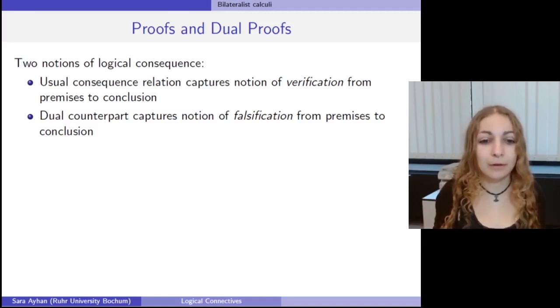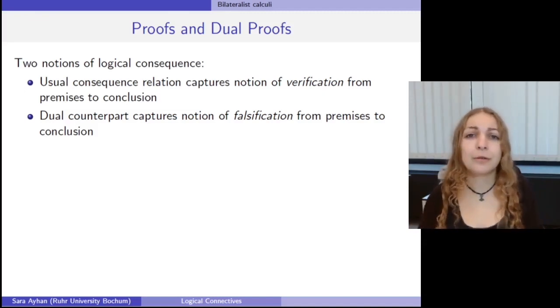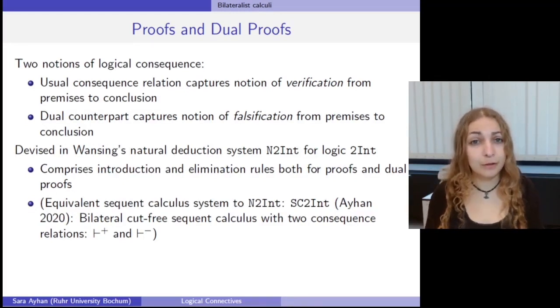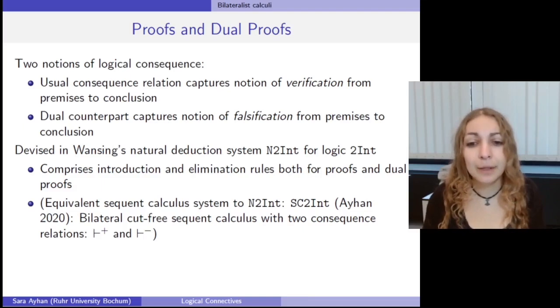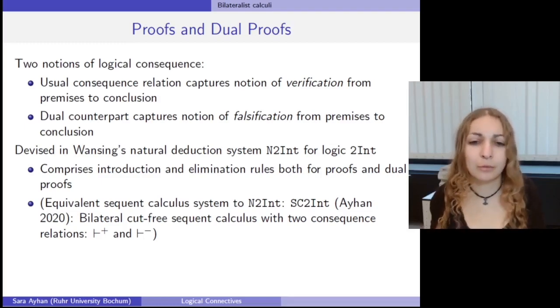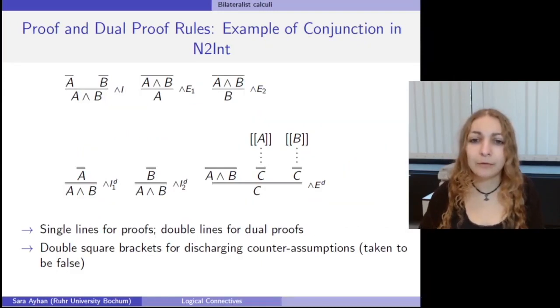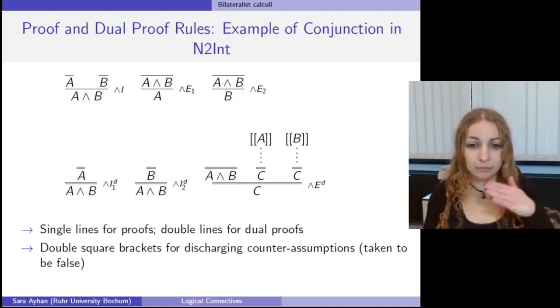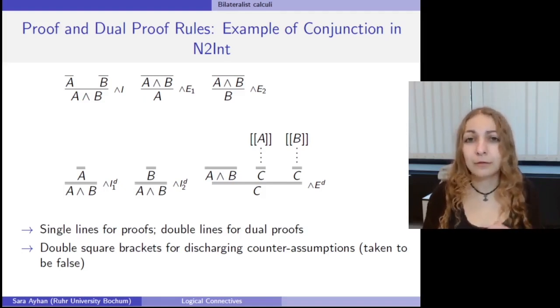Let me show this, how this would work. So as an example, I want to show you now natural deduction rules for a certain logic, which we call two-int. I will tell you in a minute what is behind that name. But this natural deduction system does not only comprise the usual introduction and elimination rules that we know, but also introduction and elimination rules for dual proofs. So here you have an example for conjunction. And now you read the single lines as rules for proofs, and the double lines for dual proofs.